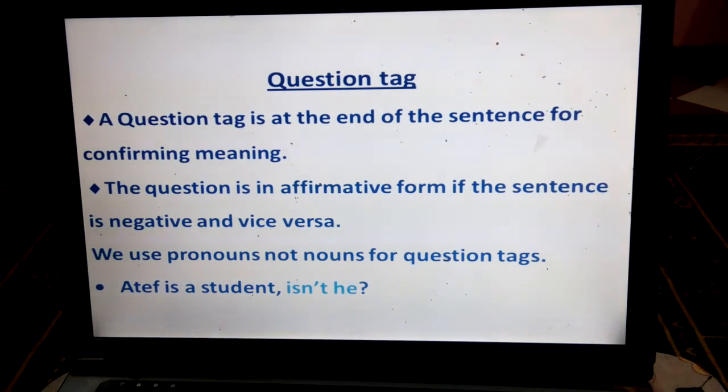For example, عاطف is a student, isn't he? عاطف is, we make negative for is, isn't, and instead of عاطف, he. Isn't he? Okay? Sarah hasn't got any money, negative. Has she, affirmative. So hasn't got, has she. Okay.